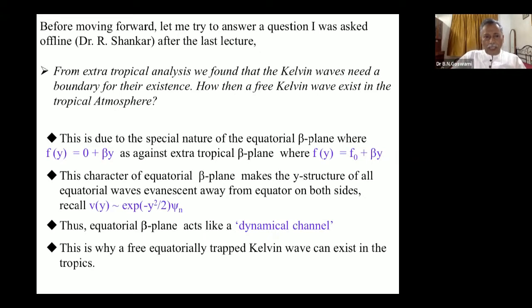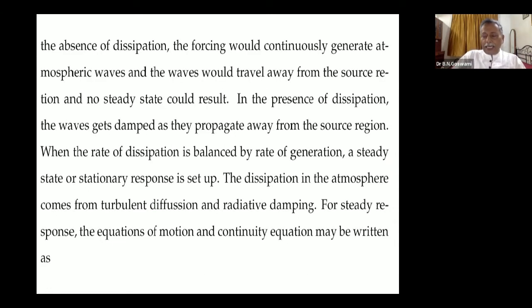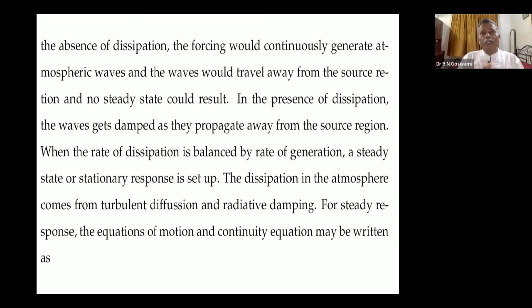Okay, with this background, a recap of the background, let us go on to understand some of the forced motion in the atmosphere. So how does the forced motion actually get established in the atmosphere? We can understand forced motion in the atmosphere as a result of a balance, or a sort of steady state motion in the atmosphere. Some of these motions are quasi-stationary. This stationary motion can happen only if there is dissipation in the system.